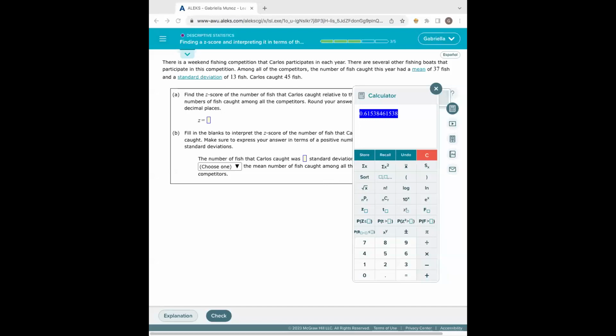Okay. So the X value here is 45. The mean is 37. And standard deviation is 13. All right, so this would be 0.62 when you round it. That looks good.